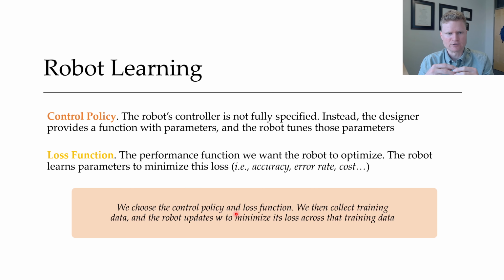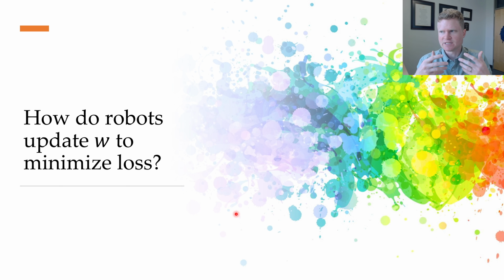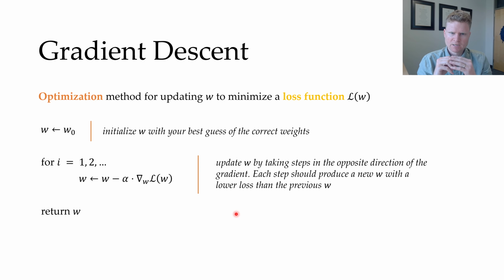So it's up to us as designers to come up with what we want to have for the control policy and the loss function. We might also provide some training data to the robot, and then the robot's going to synthesize this training data, its control policy, and its loss function, and try to figure out what values of W it should have. Specifically, the robot tries to update W in order to minimize its loss across the training data. Now, you might notice that I keep using these optimization-like words. I'm talking about minimizing or maximizing, and that's because there's a very close connection between learning and optimization. And I want to show you that here as I talk about how robots update W in order to minimize their loss function. So one way we can do this is with an algorithm called gradient descent.